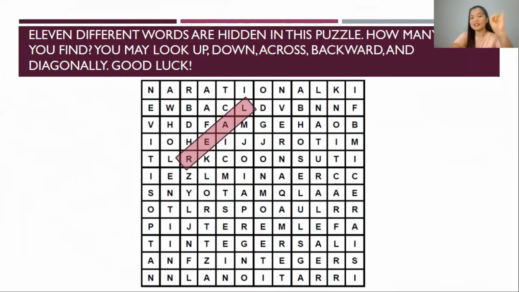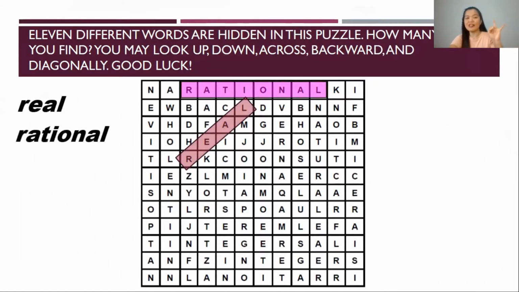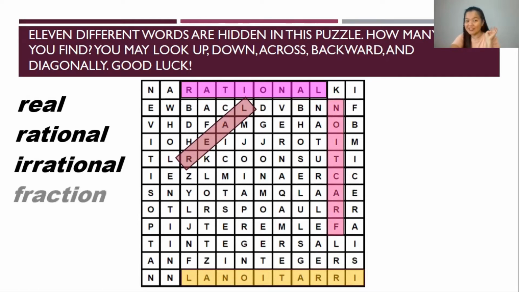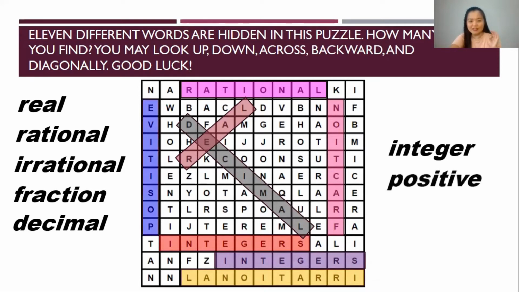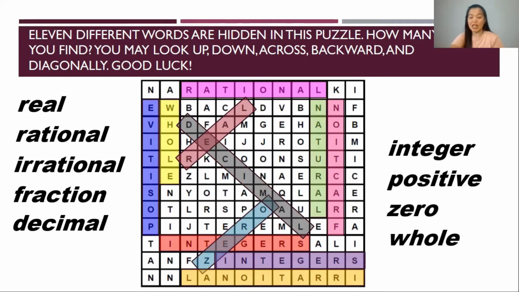First one is real number. Meron din tayong rational number. We also have here irrational numbers. We also have fraction. We also have decimal. Ayan, integer. We also have positive numbers, we also have 0. Whole number. And the natural numbers.